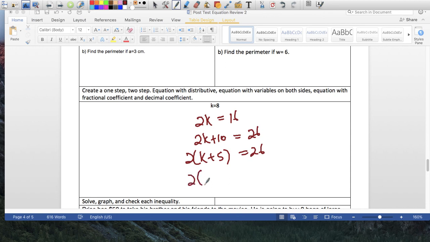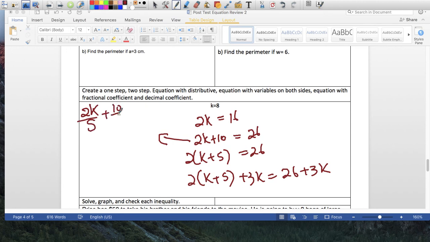Let me add a variable to both sides, k plus 5, and let's just add 3k equals 26 plus 3k. So there I created a bunch of equations. One was a fraction. I'm going to take this one and divide it by, I don't know, 5. So I can divide everything by 5, so I get 2k over 5. And then 10 over 5 equals 26 over 5.